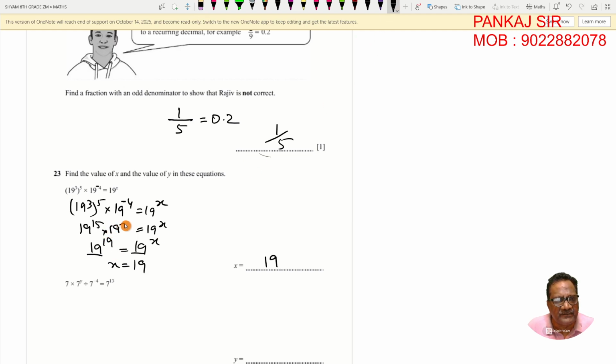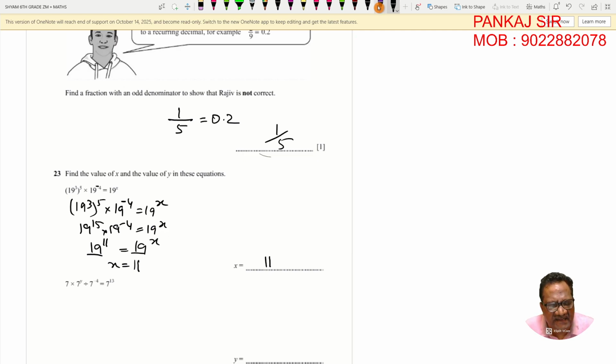19 raised to minus 4. And 15 minus 4 should be 11. Okay, so the answer here will be 11. Now because the bases are same, 19 and 19, x equal to 11. So the answer is x equal to 11, not 19. By mistake I read that minus 4 as plus 4.